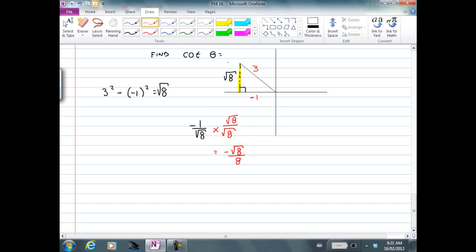Wait, why do you square root the 8? Because it's a squared plus b squared equals c squared. Yep, because you got to square root it at the end.